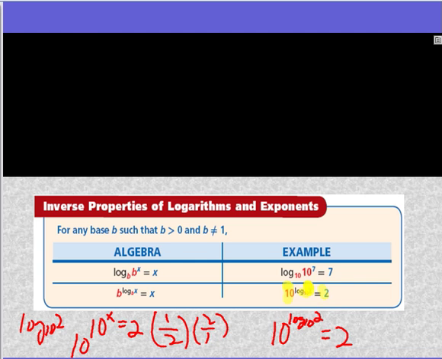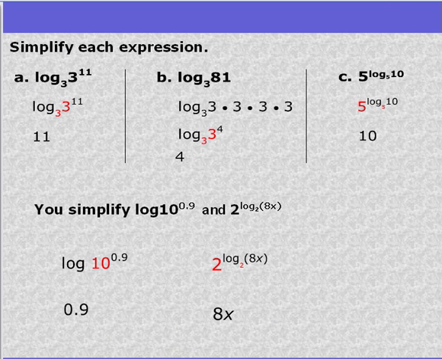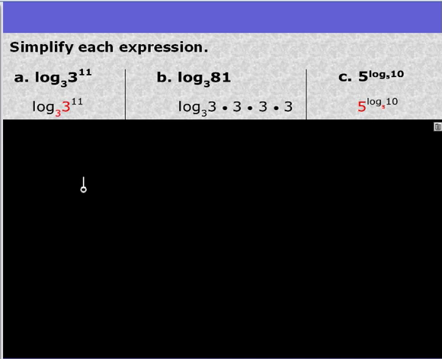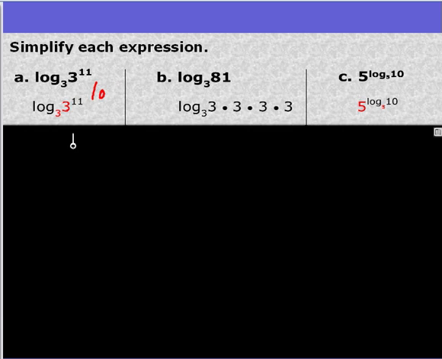So let me go over these. This is the first property, log to the base 3 of 3 to the 11th. The property tells us it's going to be 11. And if we rewrite this as a product, 11 times log to the base 3 of 3, what power of 3 is 3? It's 1, so it's going to be 11 times 1, or 11. So that's mathematically why it works out that way, but we're given this as a property.